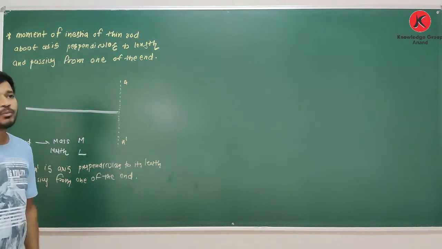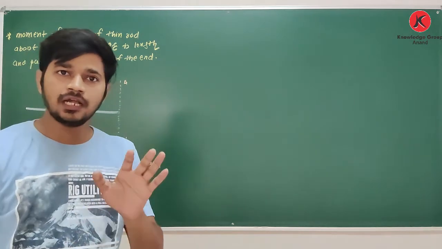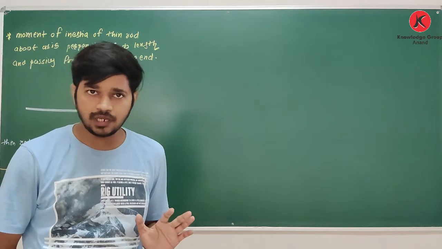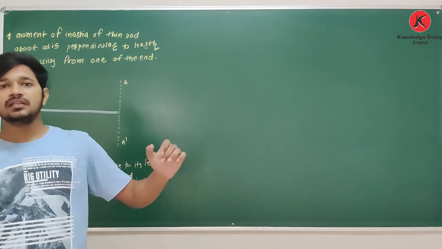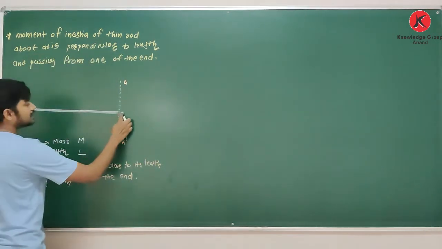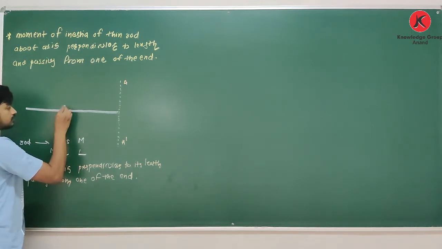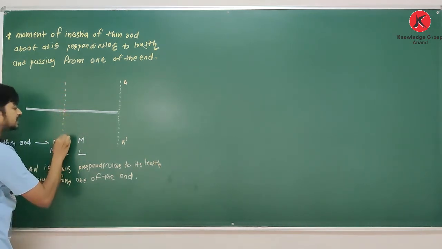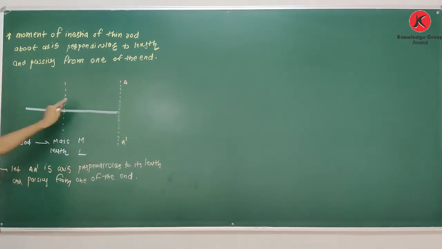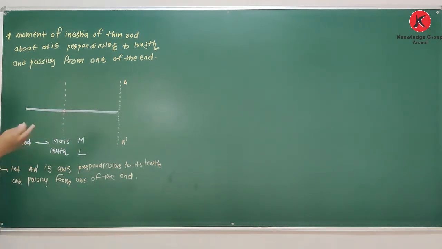Now, how to find the moment of inertia for this axis? You can find it with the method we discussed in the previous theory, but it will be lengthy. So what is the use of the parallel axis theorem? This axis passes through the end. If I take the axis through the center, this axis is parallel to it, and it is the axis passing through the center and perpendicular to its length that we have discussed.